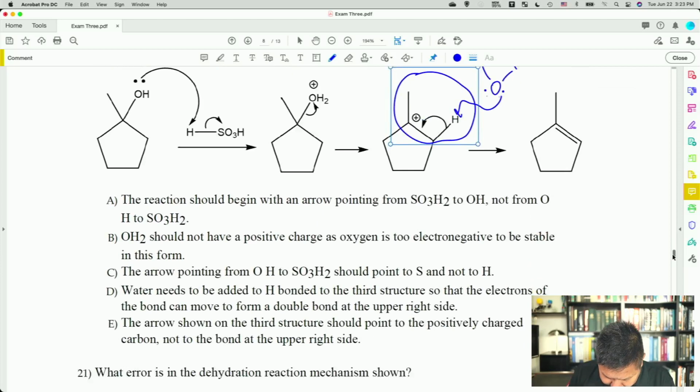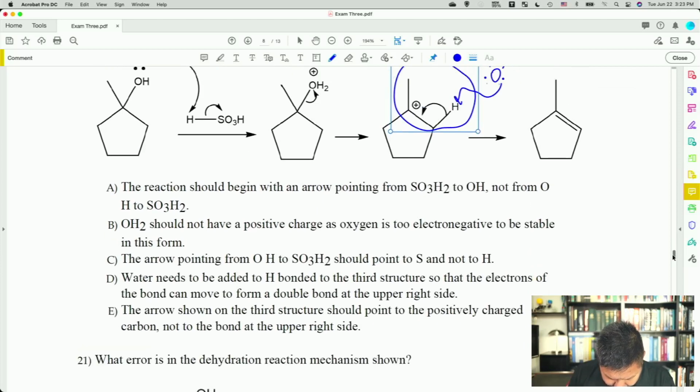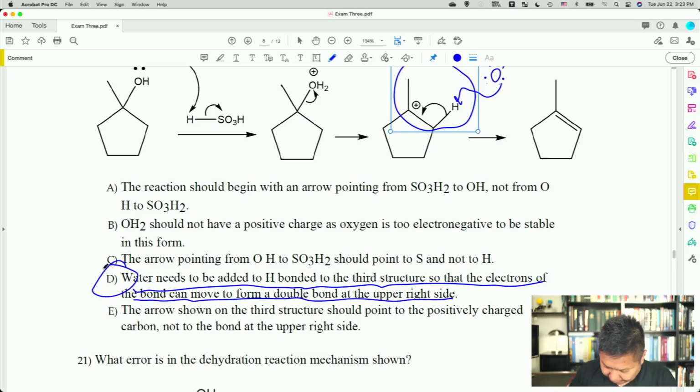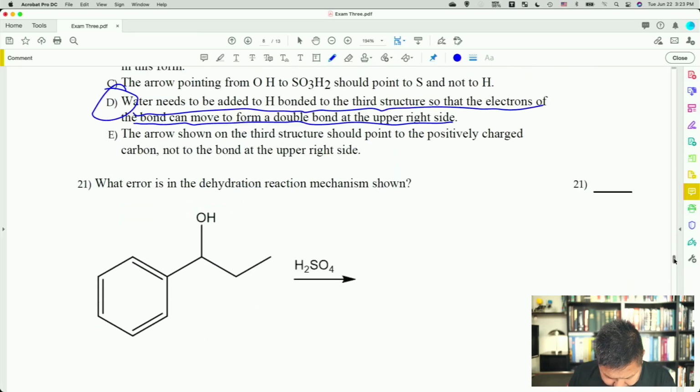So, which one is that one? Looks like it's going to be D. Water needs to be added to the H bonded to the third structure so that the electrons from that bond can move to form the double bond on the upper right hand side. So the answer there would be D. Next.